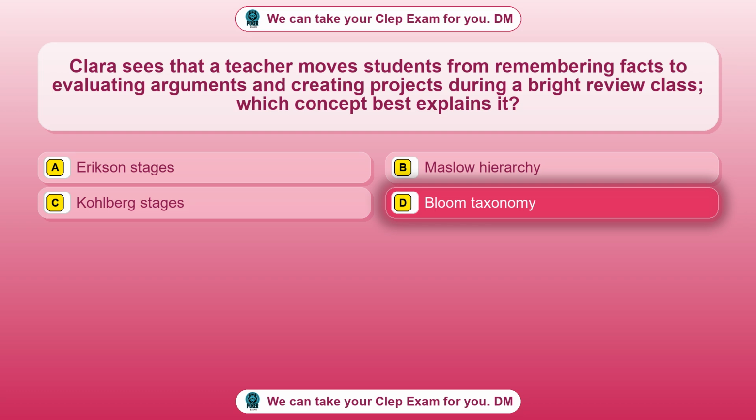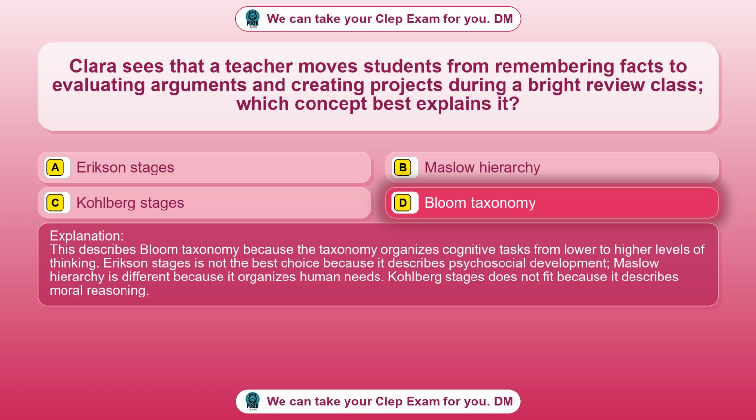Bloom taxonomy. This describes Bloom taxonomy because the taxonomy organizes cognitive tasks from lower to higher levels of thinking. Erikson stages is not the best choice because it describes psychosocial development. Maslow hierarchy is different because it organizes human needs. Kohlberg stages does not fit because it describes moral reasoning.